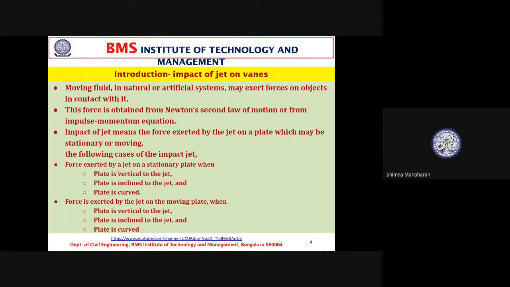The first case is the force exerted by a jet on a stationary plate, when the plate is vertical to the jet, when the plate is inclined to the jet, and when the plate is curved. The second case is the force exerted by a jet on a moving plate: the plate vertical to the jet, inclined to the jet, and curved. In your lab, that is 18CVL47, we will be discussing the force exerted by a jet on a stationary plate when the plate is vertical to the jet and when the plate is curved. We are not discussing the moving plate. In our laboratory setup, we have a stationary plate. For a moving plate, the typical example is the turbines.